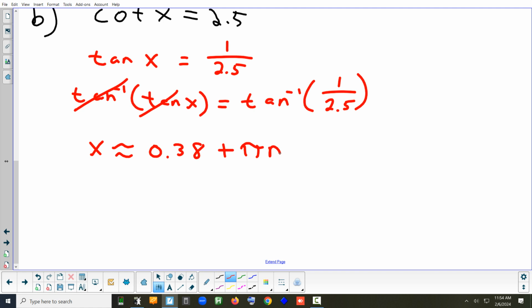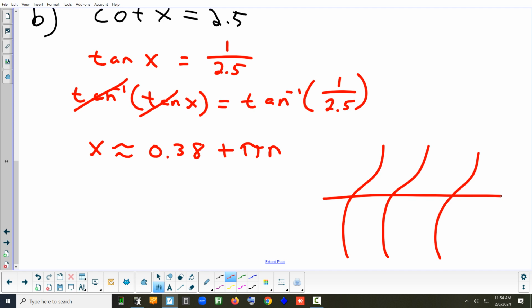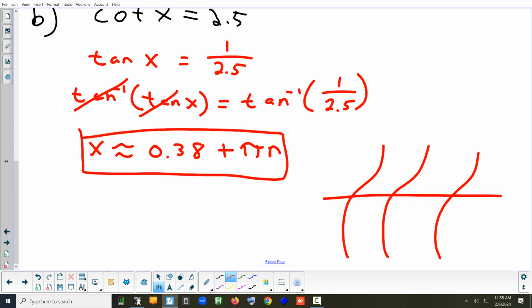Now, tangent looks something kind of like that. And we've got a horizontal line at 1 divided by 2.5, so some number. How many answers do you get per cycle for tangent? Just one. Yep. So you don't have to worry about a second answer in this case.